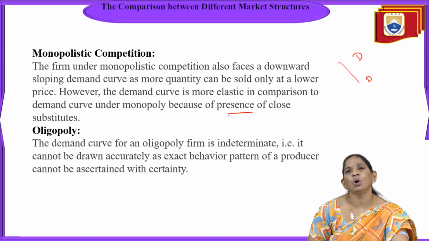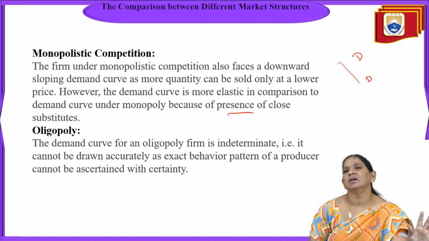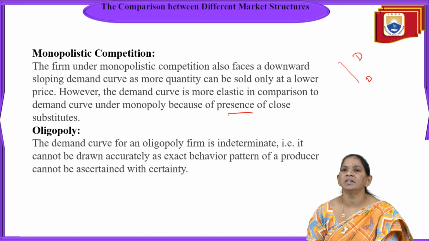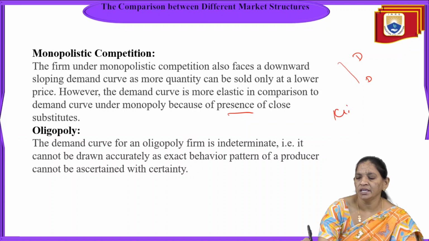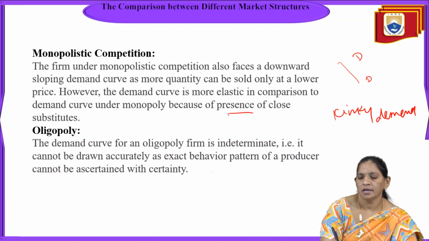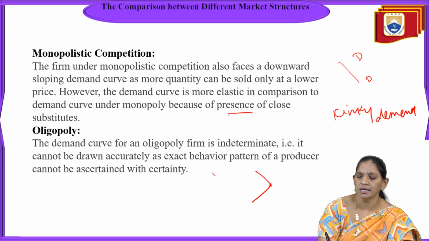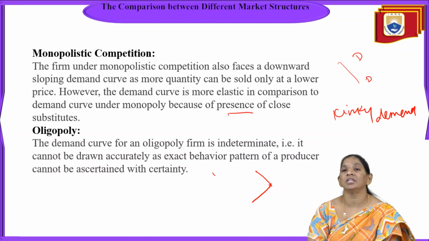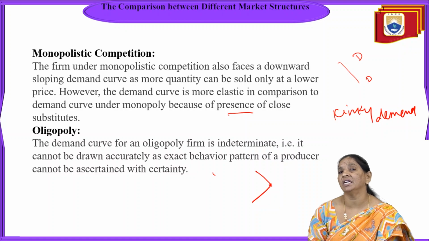And when you come under oligopoly, where there is price rigidity, we cannot draw the behavior pattern accurately. But we'll say that oligopoly will have a kinky demand curve. Means a kink will be there, and this kink decides whether to increase or decrease the price. So in oligopoly we have a kinky demand curve.